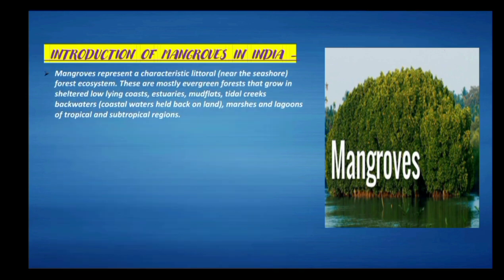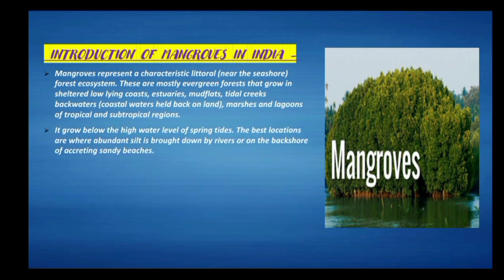Mangroves represent a characteristic littoral near the seashore forest ecosystem. These are mostly evergreen forests that grow in sheltered low-lying coasts, estuaries, mudflats, saltwater creeks, backwaters, coastal water held back on land, marshes and lagoons of tropical and subtropical regions. It grows below the high water level of spring tides. The best locations are where abundant silt is brought down by rivers or on the backshore of sheltering sandy beaches.